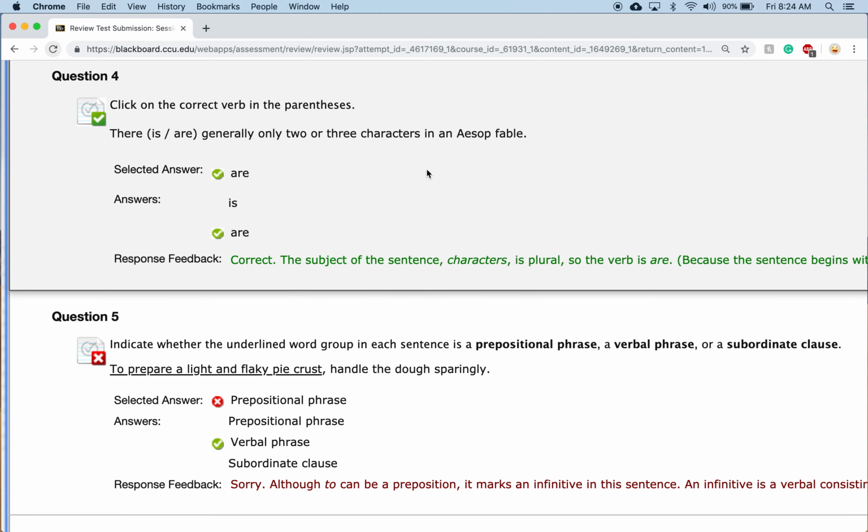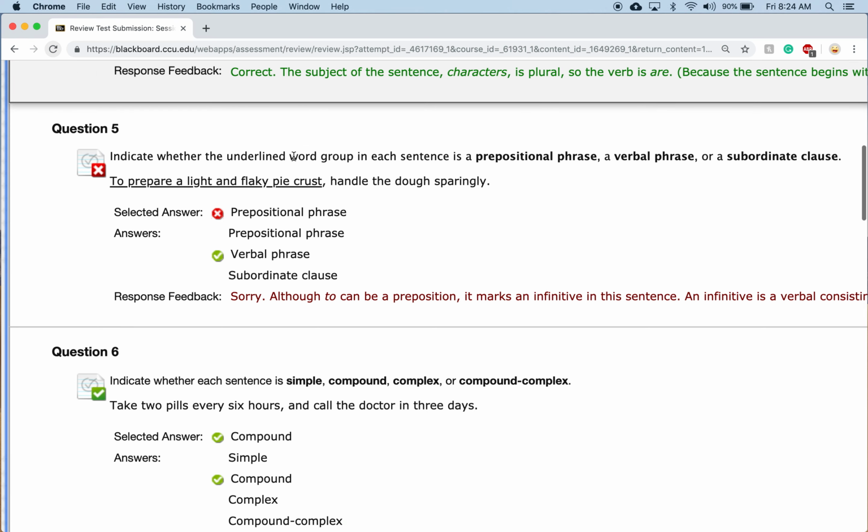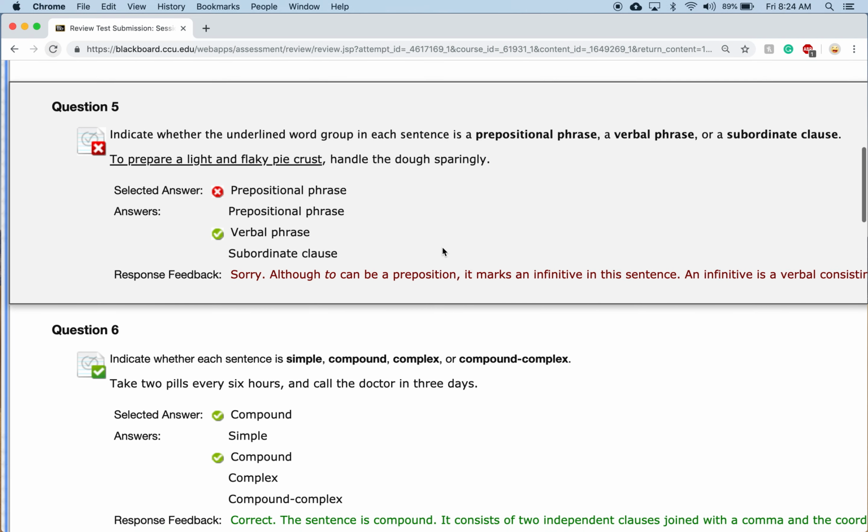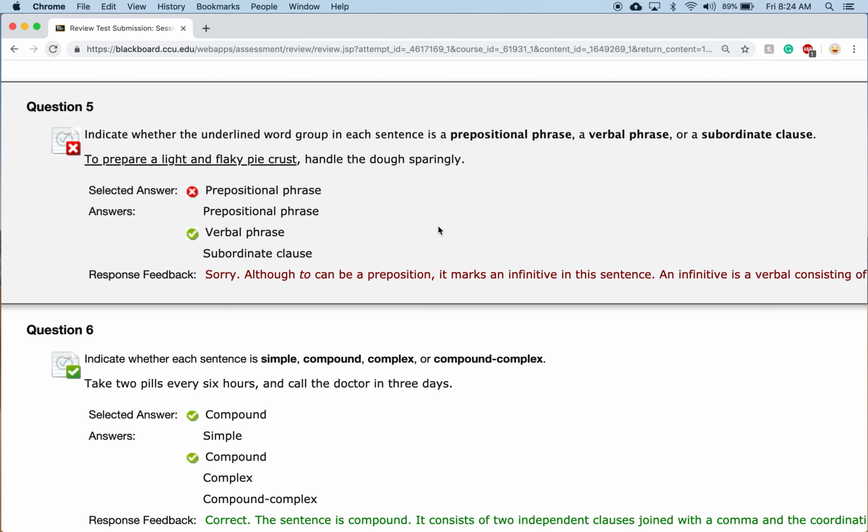Okay, question 4. Click on the correct verb in the parentheses. Same exact thing. There is or there are generally only 2 or 3 characters. We're talking about 2 to 3 characters. It needs to be are. There are. And it's about making your subject match your verb. Okay? Subject-verb agreement. This one I bombed, so if you had one of these, just know, who cares? You're not going to need to know it the rest of your life.